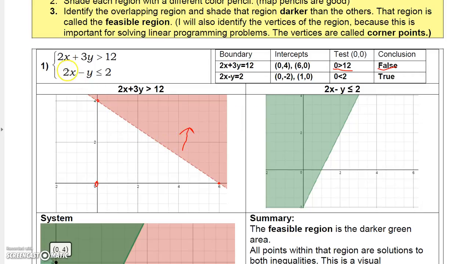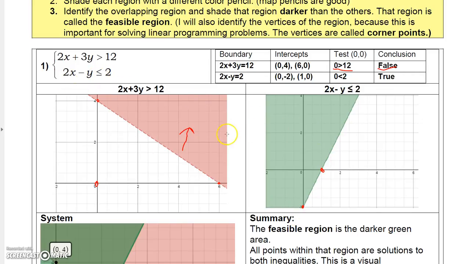Now for the second inequality, 2x minus y is less than or equal to 2, the boundary would be 2x minus y equals 2. So let x be 0 and solve for y, and I get negative 2. Let y be 0 and solve for x, and I get 1. So it goes through (0, -2), and it goes through (1, 0). And then I'm using a solid line this time because I do have the equal to with this one.